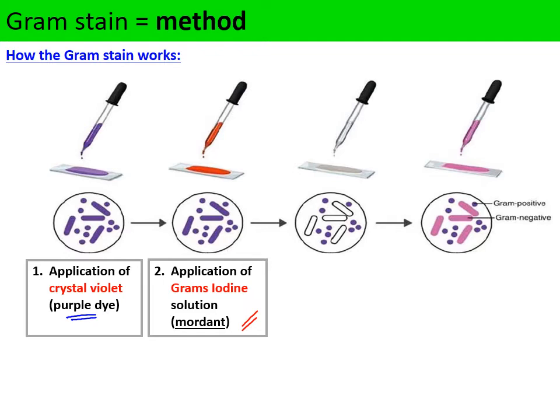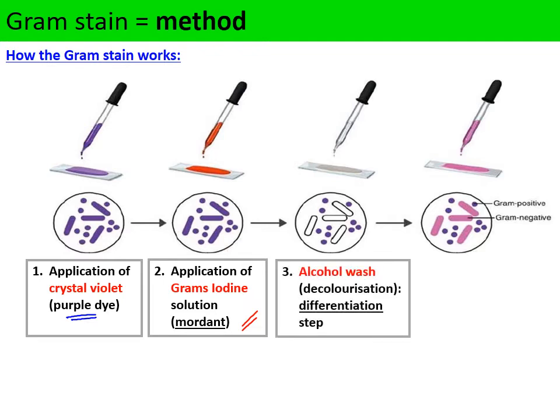So the loosely bound crystal violet that sits within the thick layer of peptidoglycan of the gram-positive bacteria will actually get chemically linked or bonded to the polysaccharide chains via the addition of Gram's iodine. Now we know because in gram-negative bacteria they've got the outer lipopolysaccharide membrane, the Gram's iodine will not stick the crystal violet to the thin layer of peptidoglycan, because actually the loosely bound crystal violet on the lipopolysaccharide membrane is actually going to get washed off.